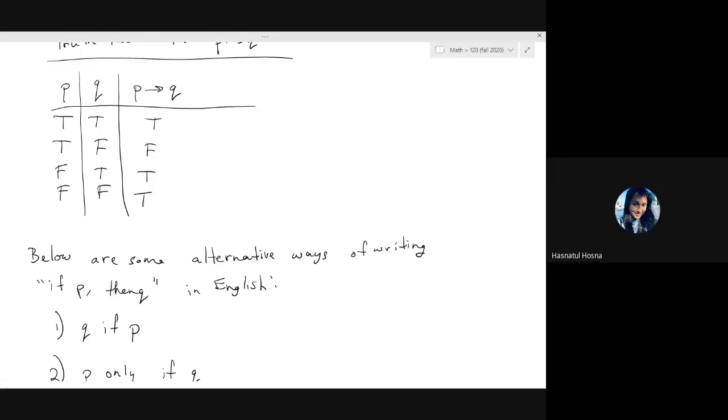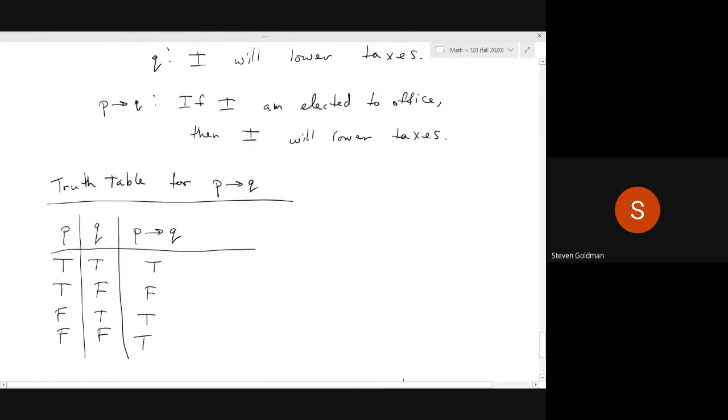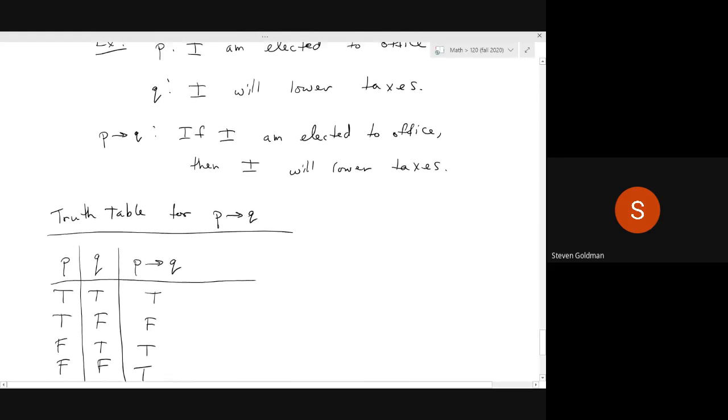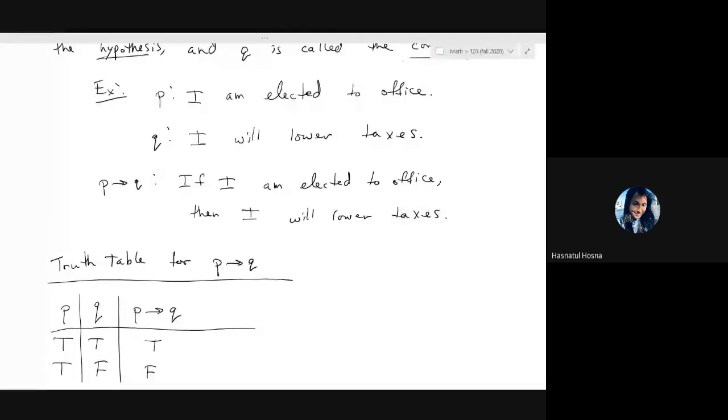Okay. Again, if you want to go back to the example from before, let's look at this example for a moment to demonstrate that. Let's say the politician says, if I'm elected to office, then I will lower taxes. Let's say both of those are false. So he's not elected to office and he does not lower taxes. So did he tell a lie? He never told a lie. He was never elected. He never lowered taxes. So in that case, since he didn't lie, we label the statement as true instead of false.